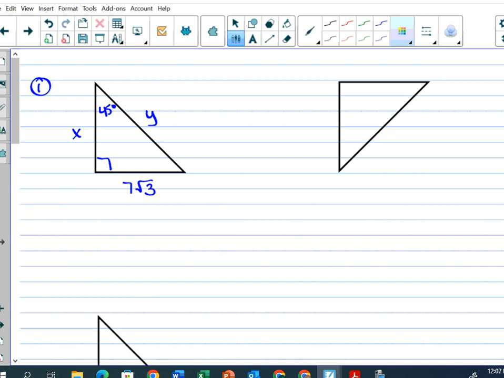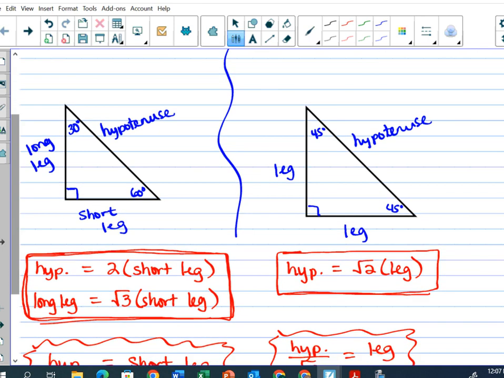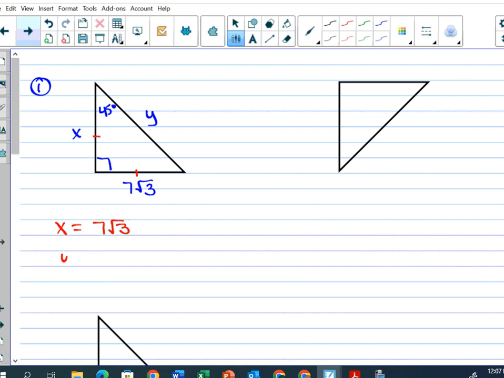Guys, hopefully x was easy. What was x? 7 root 3. Okay, that is the other leg. Remember, those are always going to be congruent in a 45, 45, 90 triangle. The hypotenuse. Remember our equation from back here. What does the hypotenuse equal in a 45, 45, 90 triangle? Root 2 times the leg. So y is going to equal root 2 times your leg of 7 root 3. Well, what's root 2 times root 3? So 7 root 6 is the answer for y.